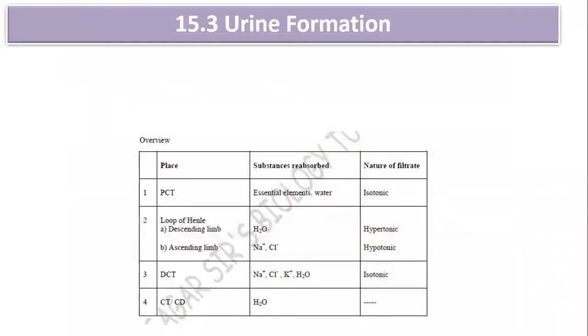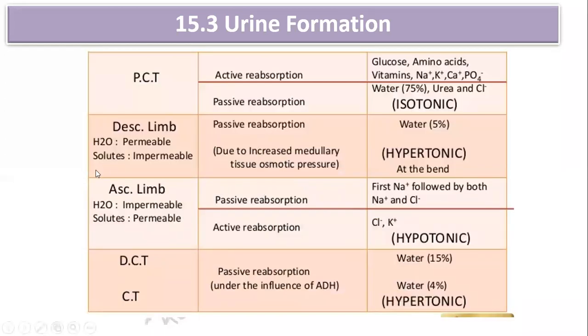Now look at this table. The PCT is responsible for both active and passive absorption. Absorption of water, urea, and chlorine takes place, and glucose, amino acids, vitamins, and major salts are absorbed in the PCT. The descending limb is permeable to water but impermeable to solute, so there will be absorption of water.